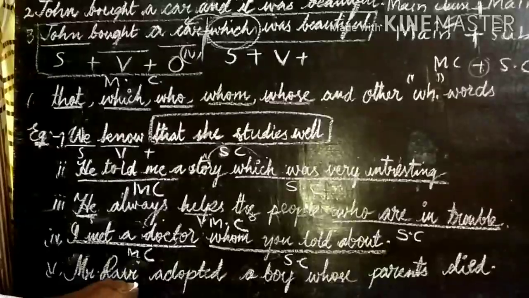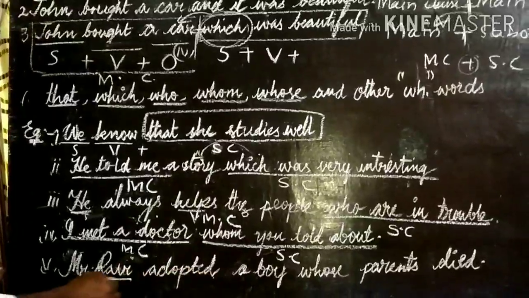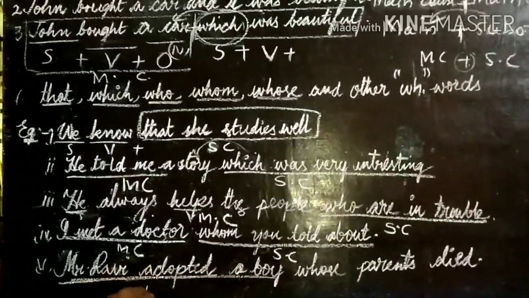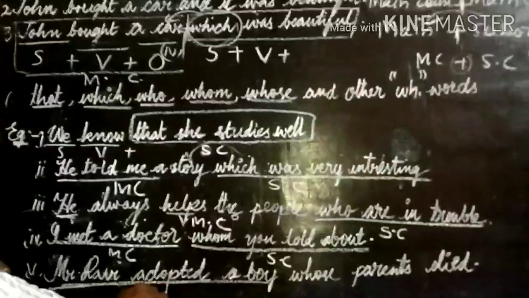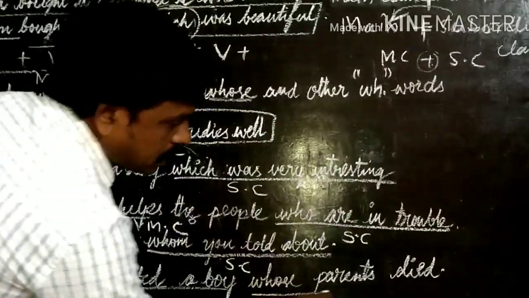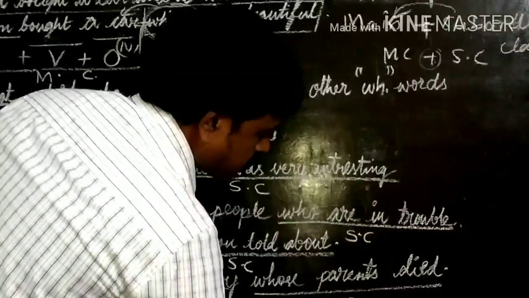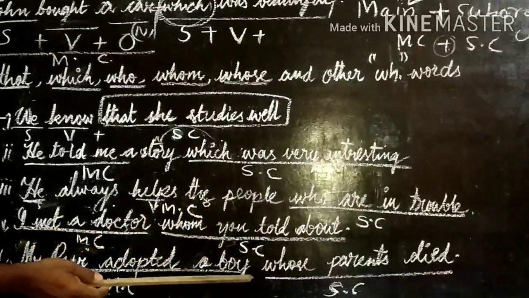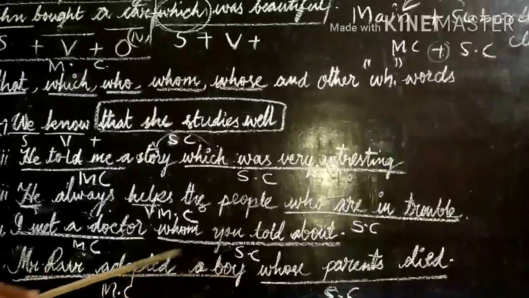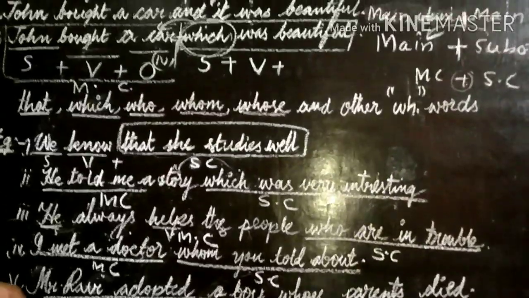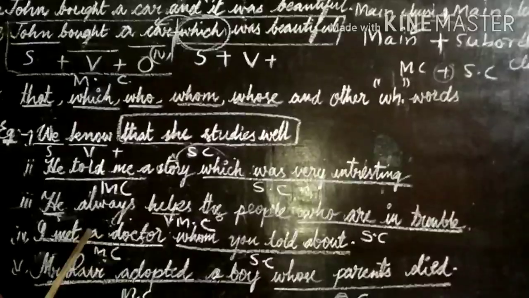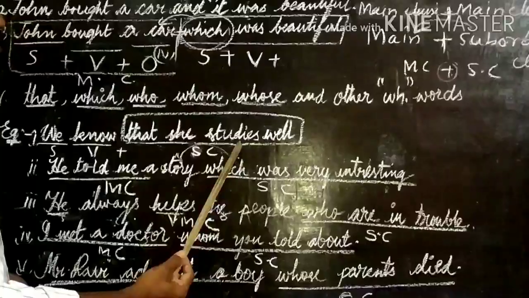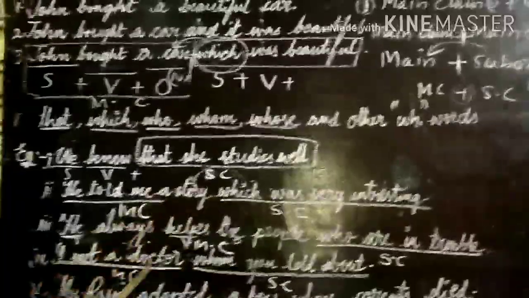Next one. Mr. Ravi adopted a boy is a main clause. Whose parents died is a subordinate clause. See, this is a complex sentence made up of a main clause and a subordinate clause. Main clause, subordinate clause. These are the examples.